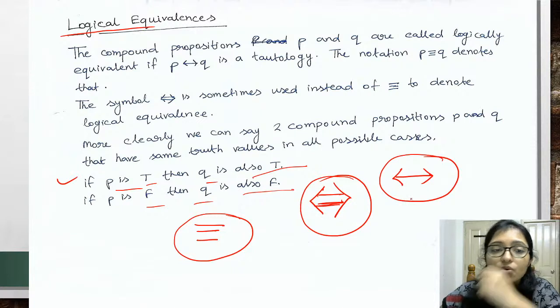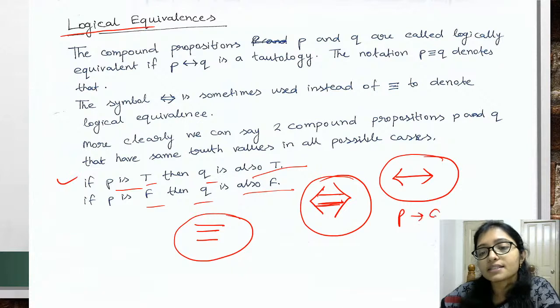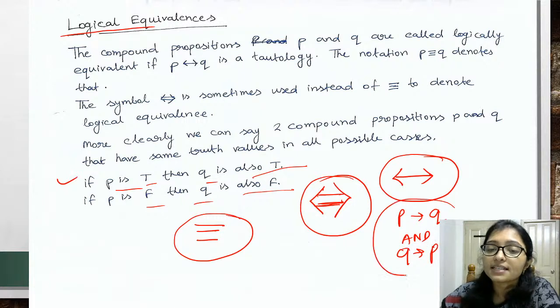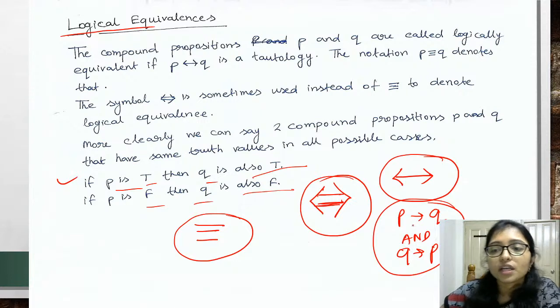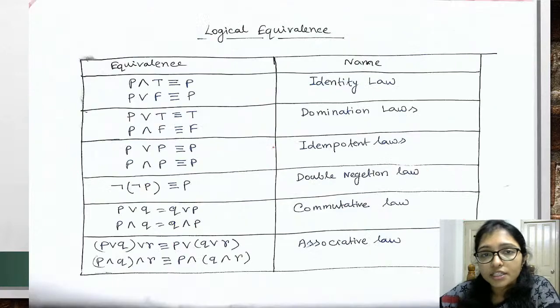P implies Q and Q implies P. That is the meaning of logical equivalence, that P implies Q and Q implies P. When both are the same, that is the meaning of logical equivalence. Okay? Clear? That is the logical equivalence.